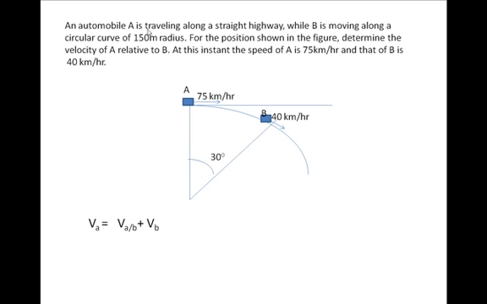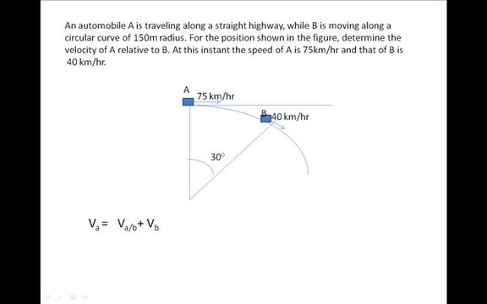An automobile A is traveling along a straight highway while B is moving along a circular curve of radius 150 meter. From the position shown in the figure, determine the velocity of A relative to B, and at this instant speed of A is 75 km per hour and that of B is 40 km per hour. So we want velocity of A relative to B. So we write VA is equal to VAB plus VB.